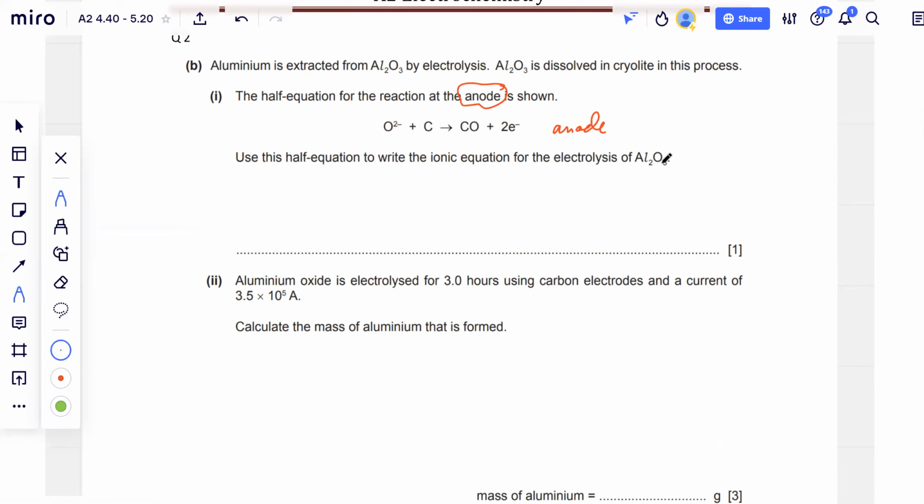What happens at the cathode? Which ion gets attracted to the negative cathode? It's molten, so there is no water. Aluminium oxide has which two ions? It has Al3+ and it has O2-. So Al3+ ions are the ones that are going to get attracted to the cathode, where they're going to get reduced, where they're going to gain electrons to form aluminium. Is this clear?